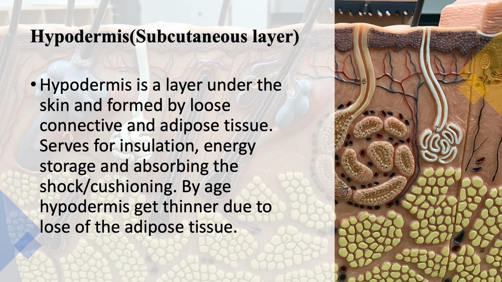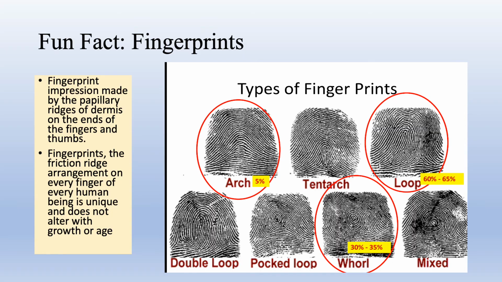Hypodermis or subcutaneous layer. The hypodermis is a layer under the skin, formed by loose connective and adipose tissue, and serves for insulation, energy storage, and absorbing shock, cushioning. By age, the hypodermis gets thinner due to loss of adipose tissue.